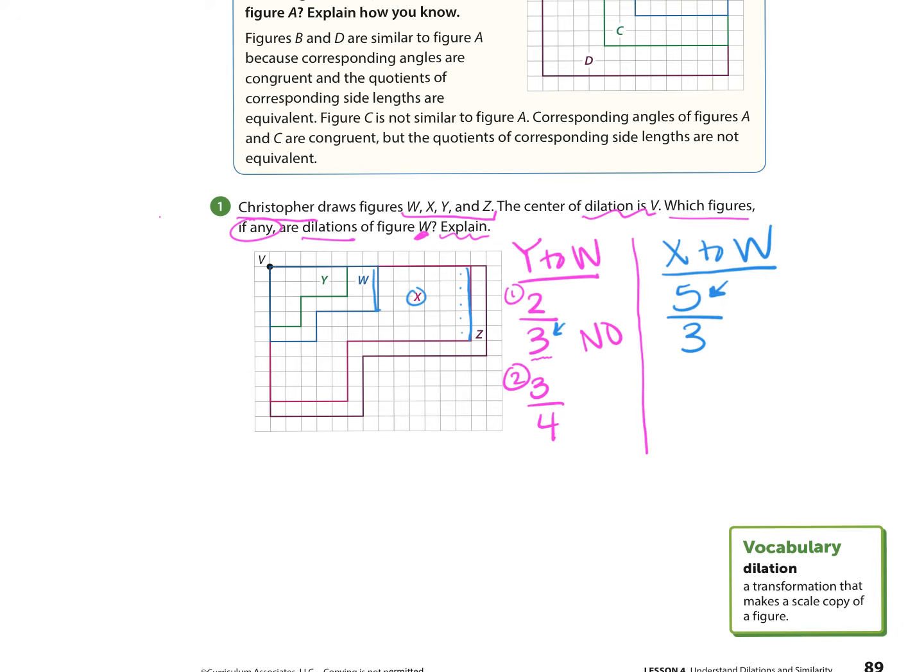Going to the next side, right here. 1, 2, 3, 4, 5, 6, 7, 8. Corresponding side for W was 4. Now these I can make smaller. This is just a division problem. 8 divided by 4 is 2. 2 is not the same as 5/3, so no. X also is not a dilation. I'm going to erase my work. And now we're going to try Z.